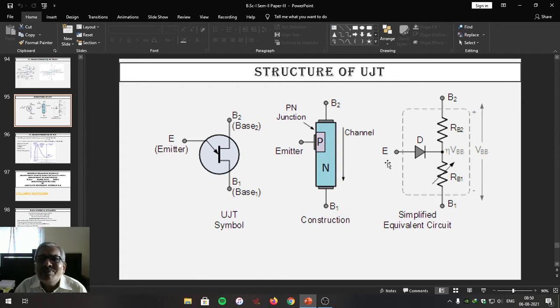As I have just explained, the resistance between the junction and B1, in the N region, the resistance spreaded from the junction to B1, is called RB1. Whereas the spreaded resistance within the N region itself from the PN junction up to B2 is called RB2.